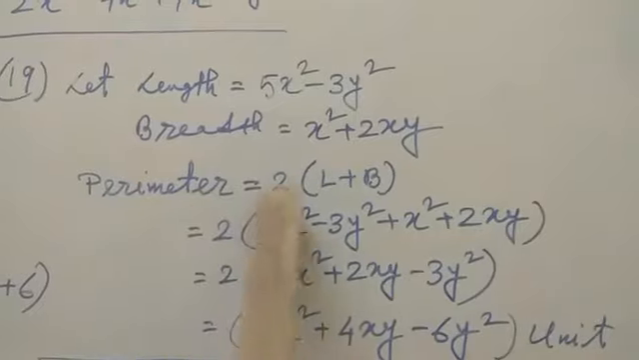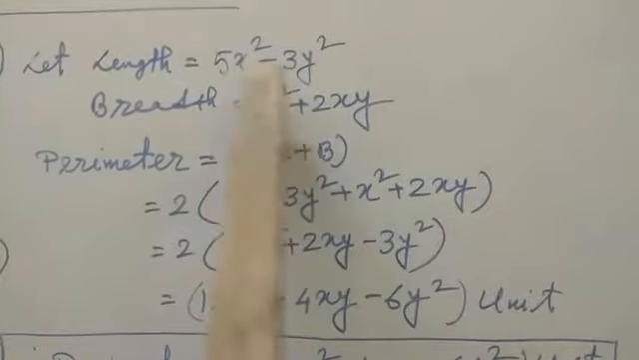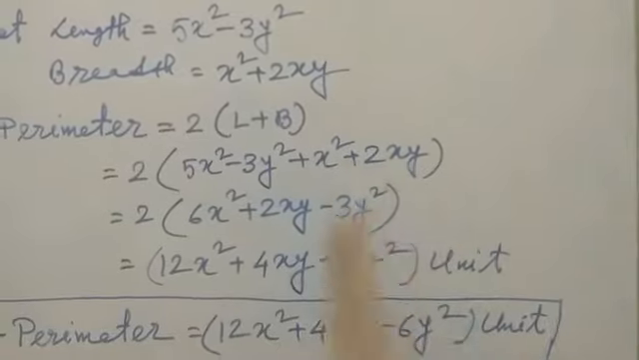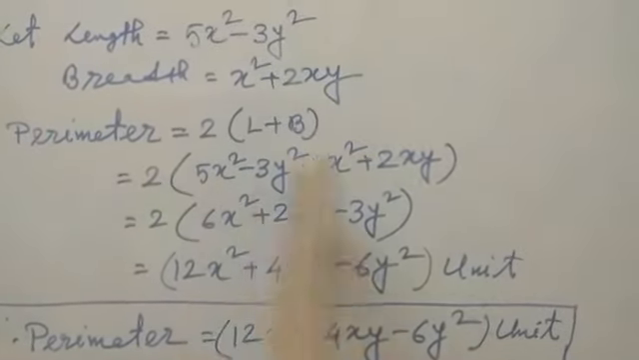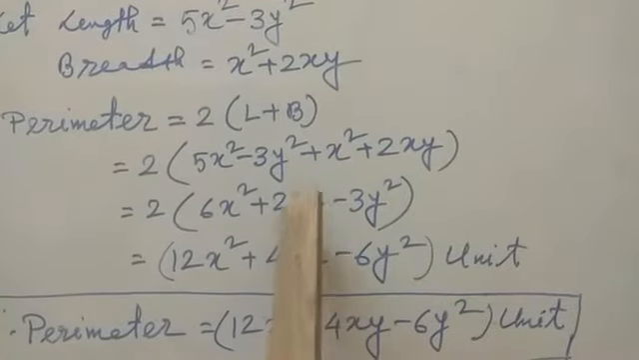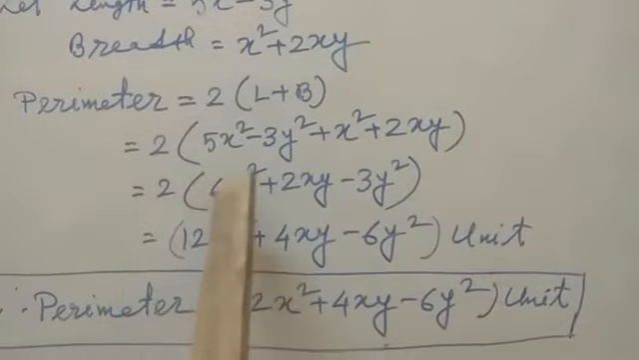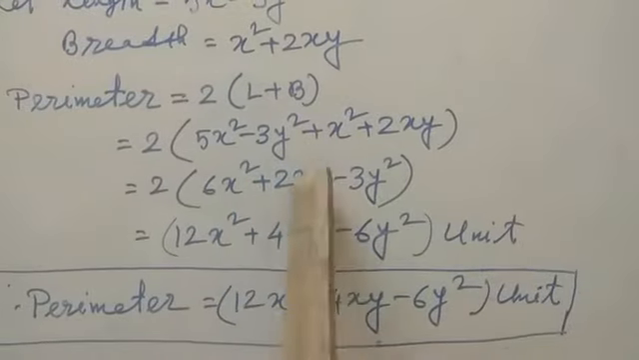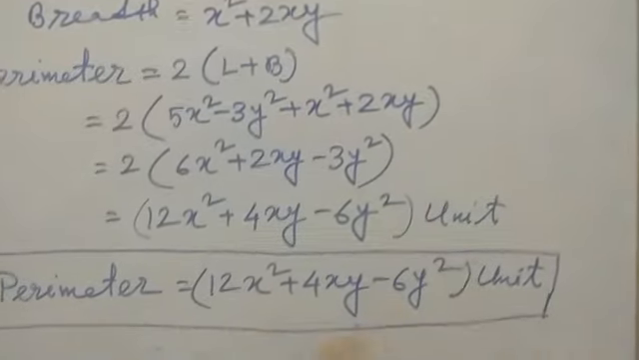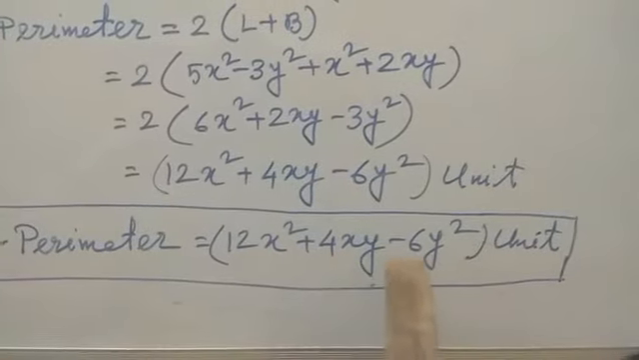So perimeter equal to 2 into length plus breadth. Length means this expression 5x square minus 3y square plus x square minus 2xy. Now 2 into, x square plus x square, 5x square plus x square, 6x square, minus 2xy minus 3y square. Now multiply these three terms by 2. So 2 sixes are 12x square plus 2 twos are 4xy minus 2 threes are 6y square unit. So perimeter of the rectangle equal to 12x square plus 4xy minus 6y square unit.